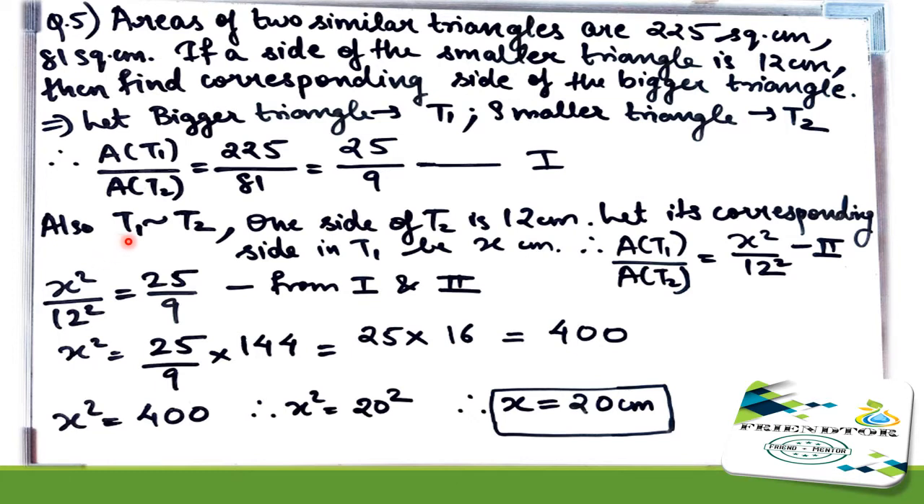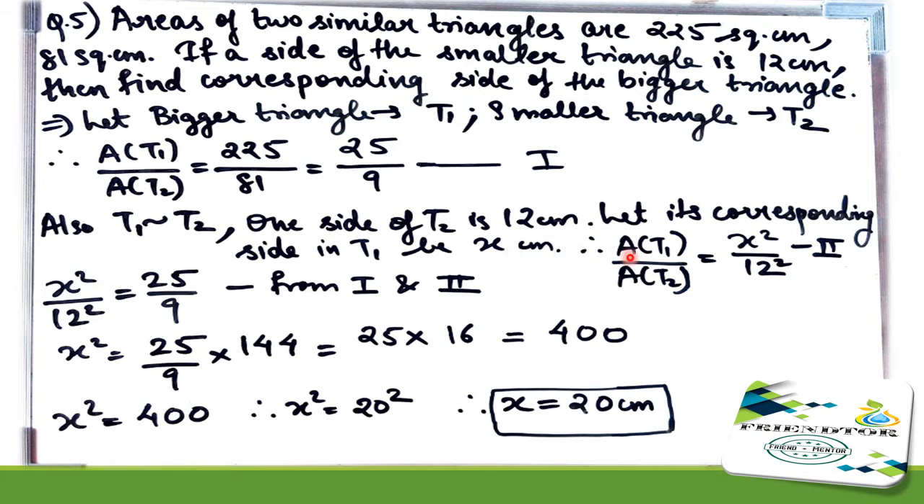Now we also know that these triangles T1 and T2 are similar. That is, T1 is similar to T2. One side of T2 is 12 centimeter. This is also given in the question. Let its corresponding side in T1 be x centimeter. Okay, this is what we have to find. T2, one side is 12 centimeter. We need to find its corresponding side in T1, that is the bigger triangle. So let it be x centimeters.